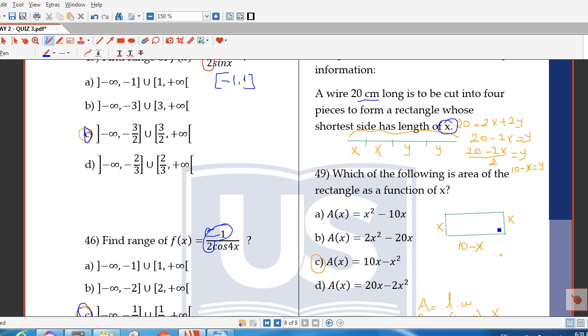If we pay attention, a rectangle has 2 shortest sides. If they are x and x, and if we call the longer side, the length, y, there are 2 lengths, y and y. The total is going to be 20. So 2x plus 2y is equal to 20. So 20 minus 2x is equal to 2y. If we want to find the length y, we should divide 20 minus 2x by 2. So it is 10 minus x.